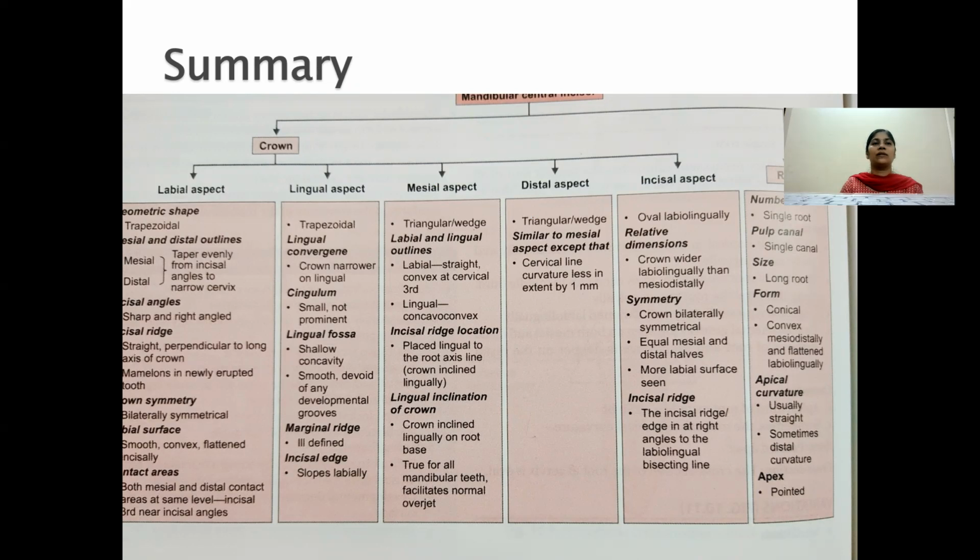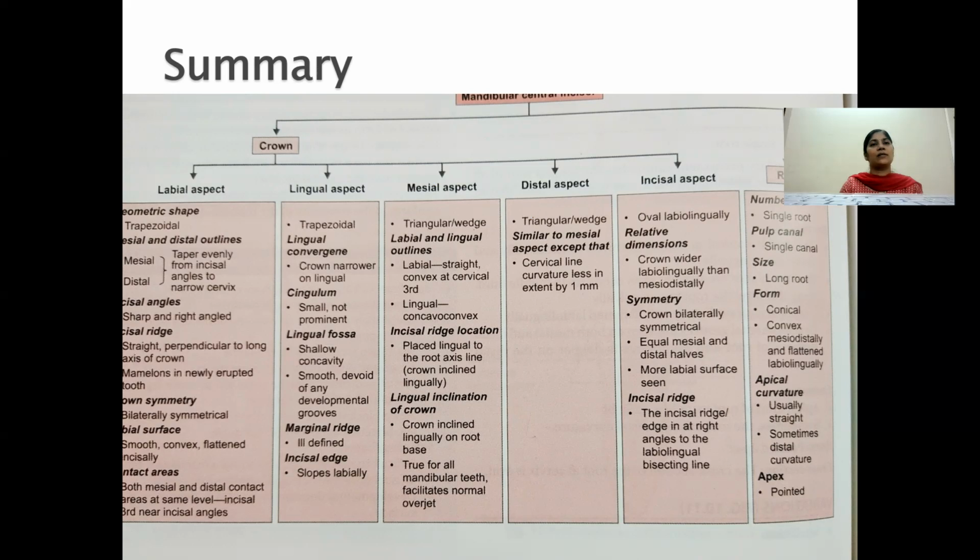Labial aspect: the shape of the tooth is trapezoidal. The mesial and the distal outline taper evenly from the incisal angles to the narrow cervical surface. Incisal angles are sharp and right-angled, both the mesioincisal and the distoincisal angle. The incisal ridge is straight and perpendicular to the long axis of the crown. Mamelons are seen in a newly erupted tooth, which disappear. The crown is bilaterally symmetrical. The labial surface is smooth, convex, and flattened incisally. Both mesial and distal contact areas are at the same level, placed incisally towards the mesioincisal and distoincisal angles. That is regarding the labial aspect.